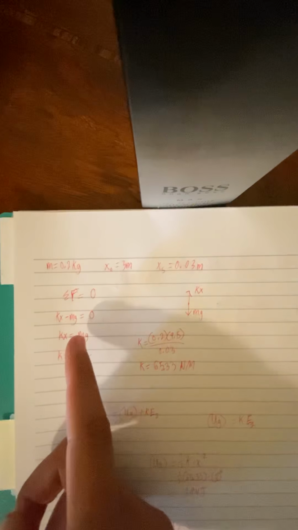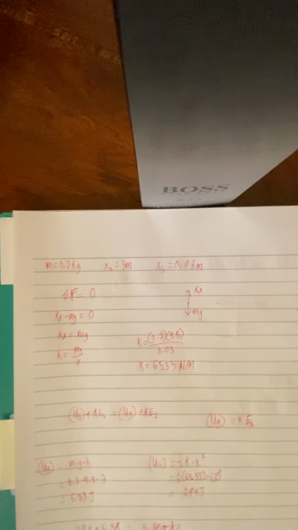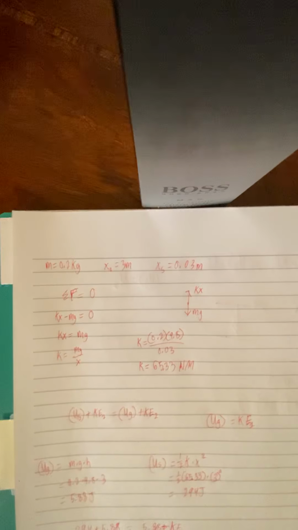And those two should cancel out to equal 0. If we put that into the equation, that will be Kx minus mg equals 0. Then, of course, we're solving for K, so we'll use simple algebra to form this equation right here: K equals mg over x. Then we'll plug in all the values we have. For m, which is mass, we'll plug in 0.2 kilograms. G, which is gravity on Earth, 9.8. And our x, which is displacement, is 0.03.